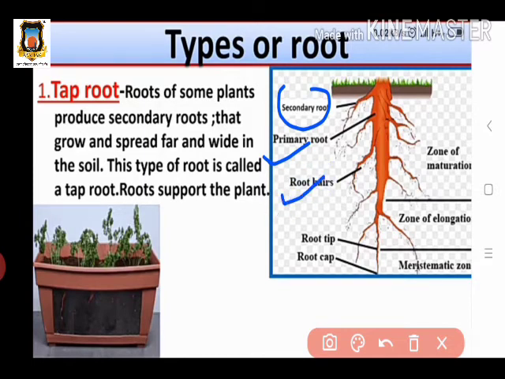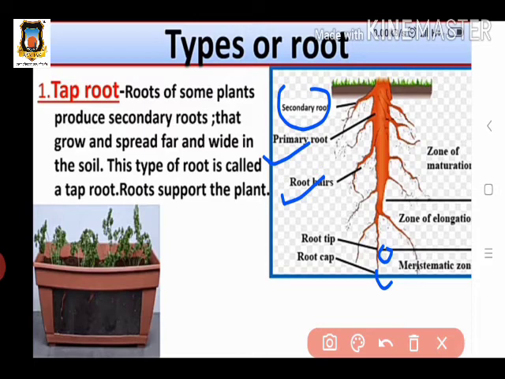This is called root hair. Also it is seen in your textbook. And at the end it is called root tip. It is the last part, the end part of the root. At the root tip it has a cap, called root cap. Okay, so it is in this way these tap roots grow inside the soil. So here we see the first type, that is the tap root.